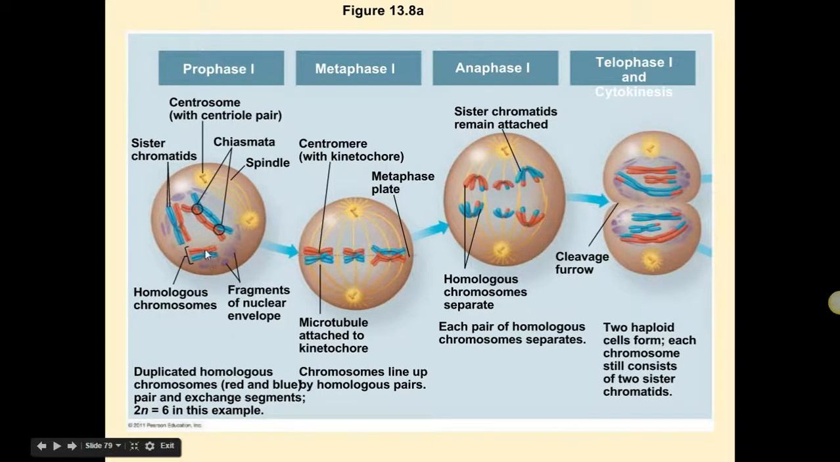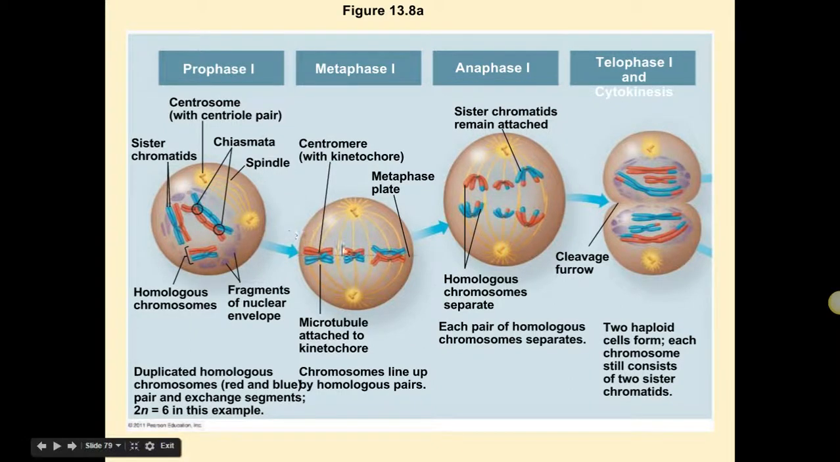Okay, so basically the different homologous chromosomes, not haploids, are attaching to each other, sharing their DNA, and so on.